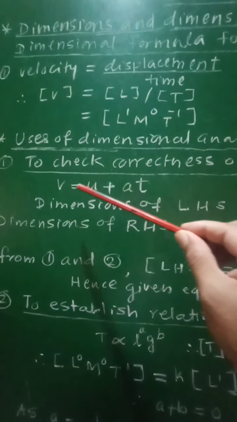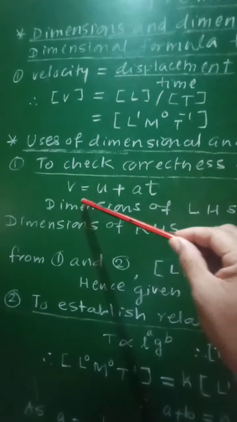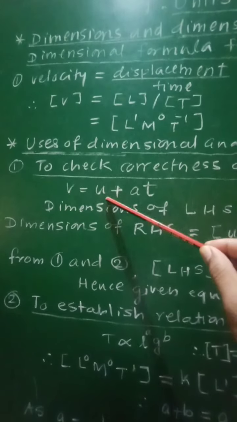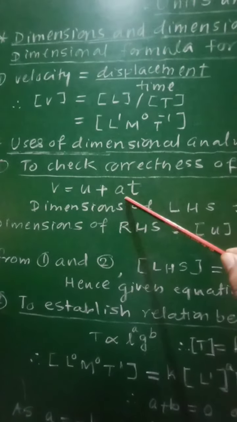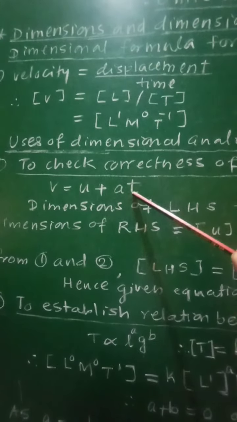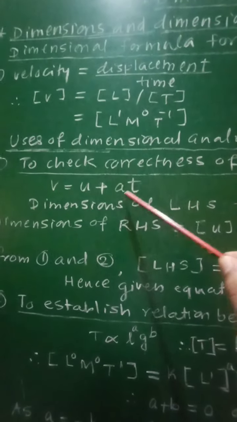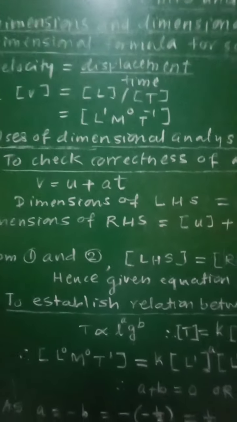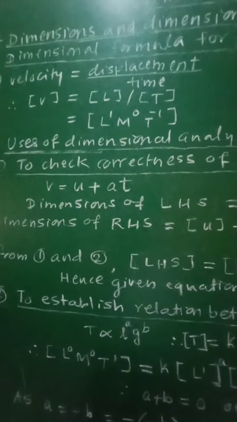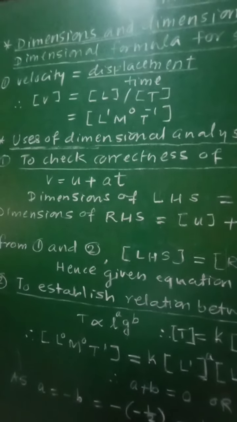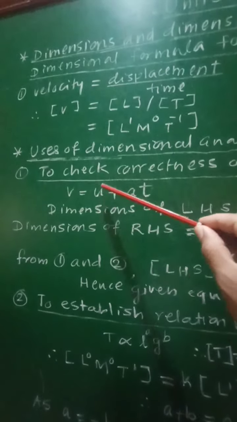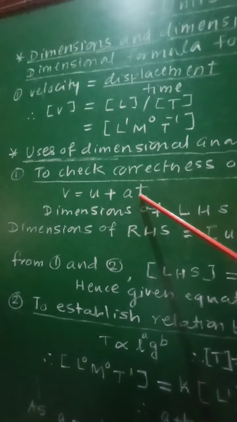So v is the final velocity, so that is the velocity. u is the initial velocity, that is also velocity. a is acceleration and t is the time. So at will be the product of a and t. And therefore, in order to obtain the dimensions, here three terms are there: v, u and at.